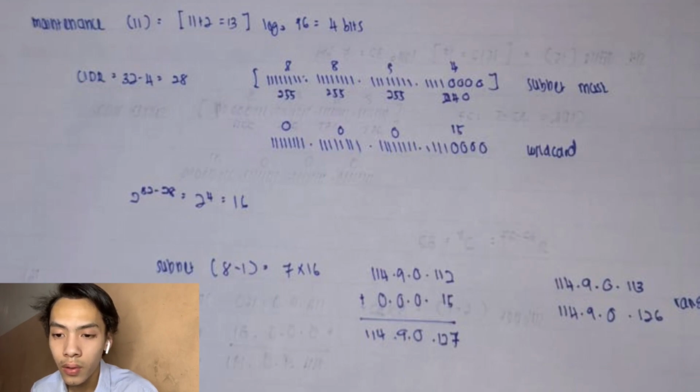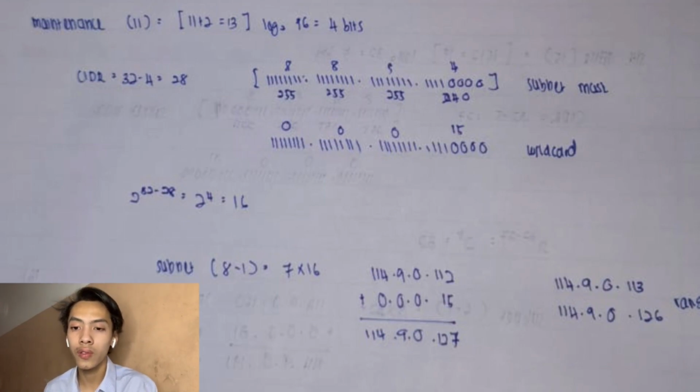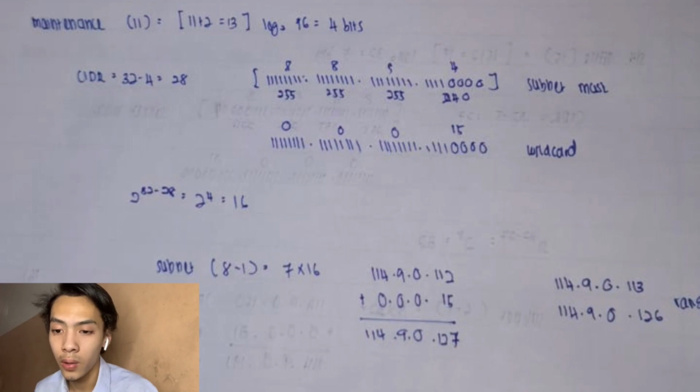And for the last, we calculate the subnet for maintenance, as the maximum number of computers is 11. So 11 plus 2, we got 13. And then we should use log 16, and we borrow 4 bits from here. And then CIDR, we calculate 32 minus by 4, we got 28. And then the subnet mask, we borrow 4 also, and the wildcard is 15, as 255 minus 240, we got 15. And then next, 2 to the power of 32 minus 28, we got 2 to the power of 4, and then we got 16. And the subnet, 8 minus by 1, which is 7, we multiply by 16.